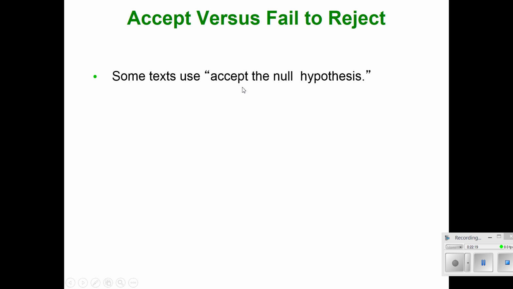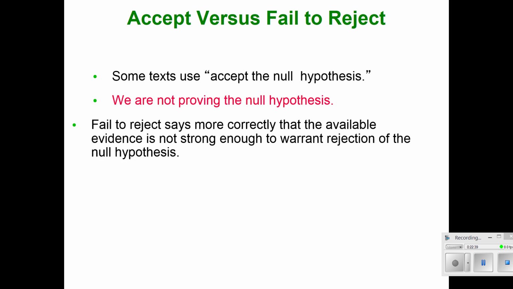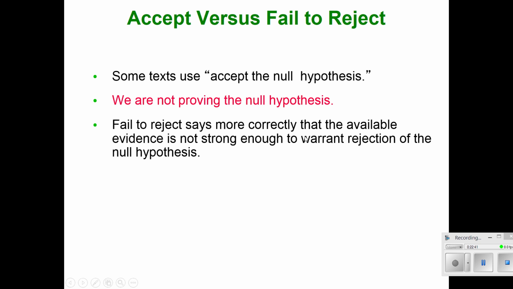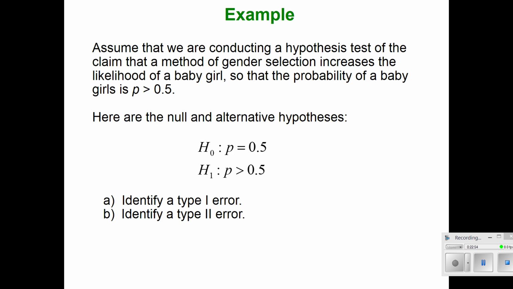If a tutor or anyone is trying to tell you that failure to reject the null hypothesis is equivalent to accepting the null hypothesis, that is completely wrong thinking. So just beware of that. We are not proving the null hypothesis. That's not what this is about. We're only looking to see if we can support an alternative to the null hypothesis. So fail to reject says more correctly that the available evidence is not strong enough to warrant rejection of the null hypothesis. Okay, so it may seem like just semantics, but it actually is relevant.